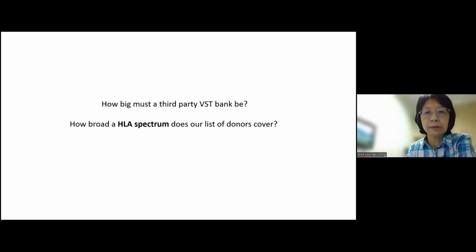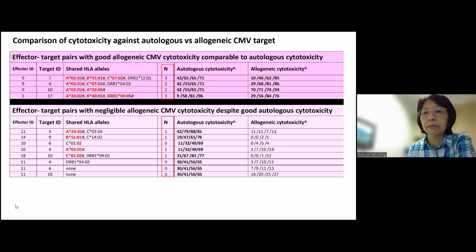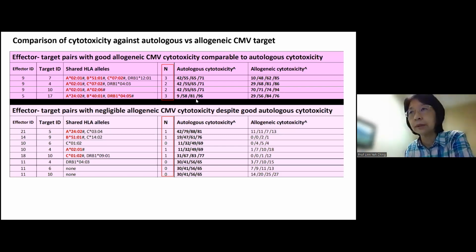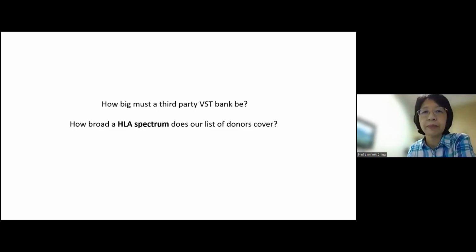So this gives an important proof that sharing of at least 2 virus-restricted alleles between the VST line and the potential recipient can result in good antiviral toxicity, which is only logical because viral peptides are presented in the context of self-MHC to their cognate T cell receptors.